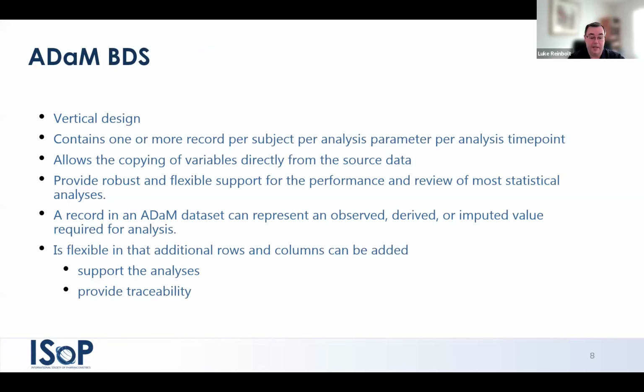So diving down into ADaM BDS, this is the structure that is most applicable for population PK. BDS follows a vertical design like that of PC. The dataset design contains one or more records per subject, per analysis parameter, per analysis time point. The typical analysis dataset used in PK includes a stacking of domains like PC and EX. The BDS structure allows the copying of variables directly from the source data or domains.